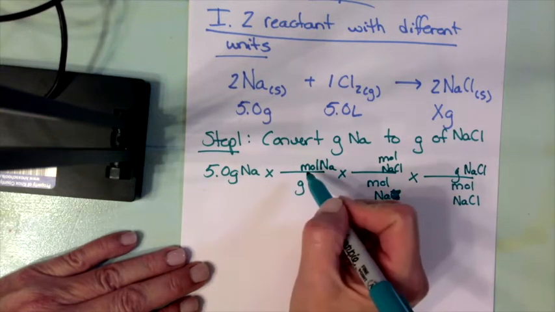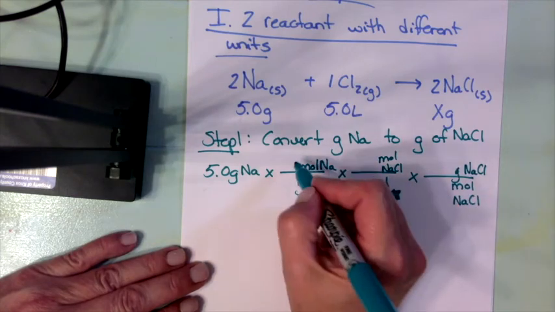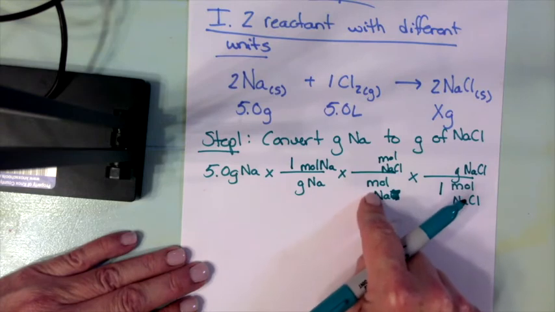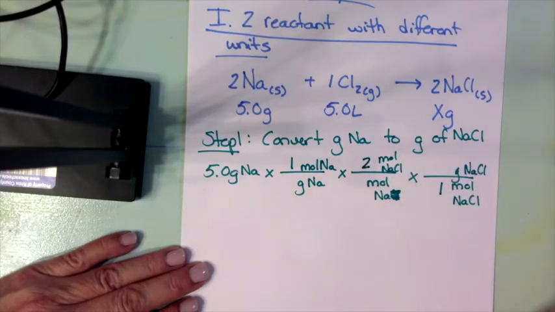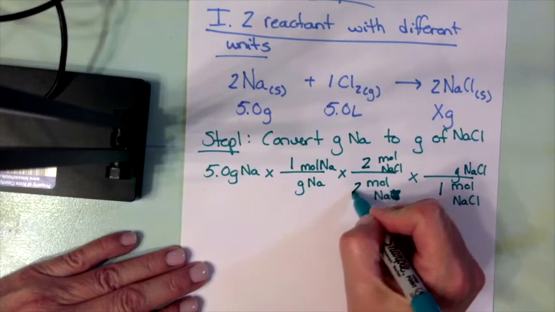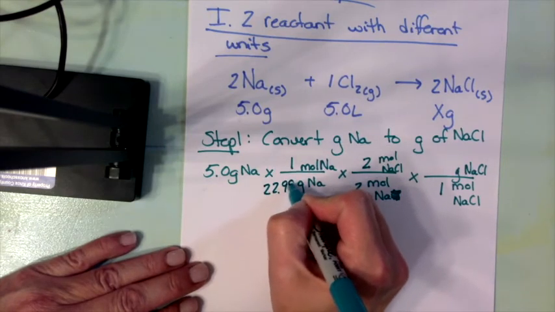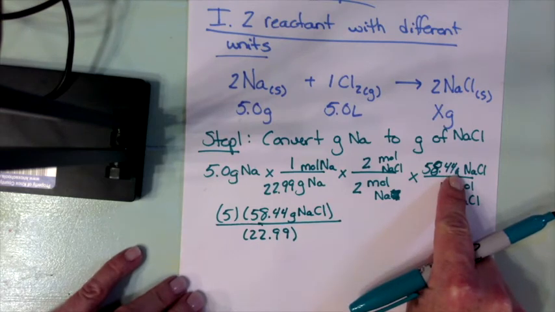So again, anytime we see mole over any other unit or under any other unit that is not mole, it is just going to be 1. Now when we look at the mole and mole, this means it's our mole ratio from our balanced equation. So the number in front of NaCl is 2, and the number in front of Na is also 2. The mass of Na is 22.99. All right, so we have 58.44 grams of NaCl.